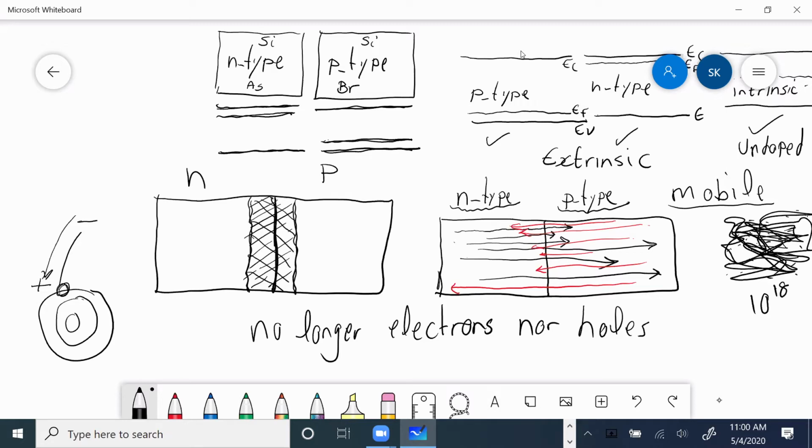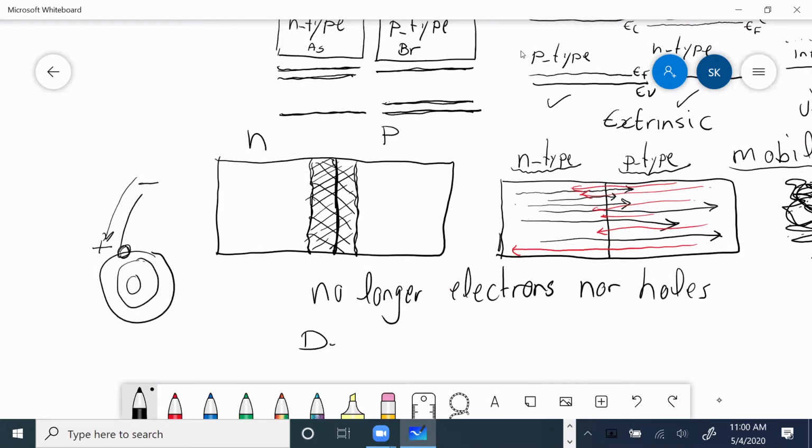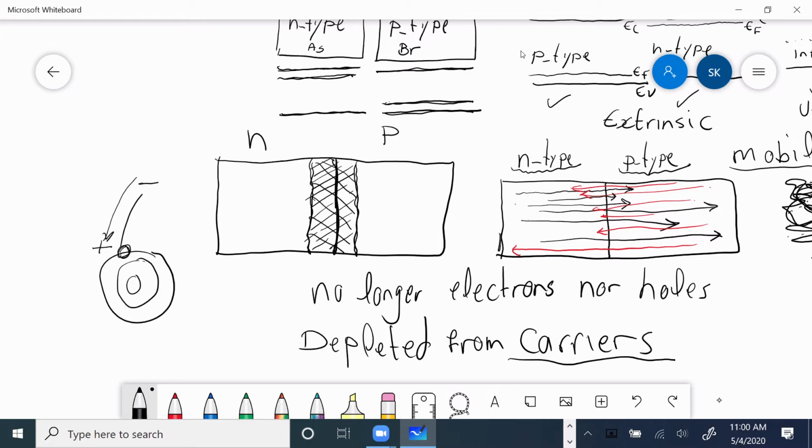It has this region from carriers is really depleted from carriers. And that is an important information to us. Depleted from carriers, but does not mean depleted from anything, just depleted from carriers. No carrier exists there.